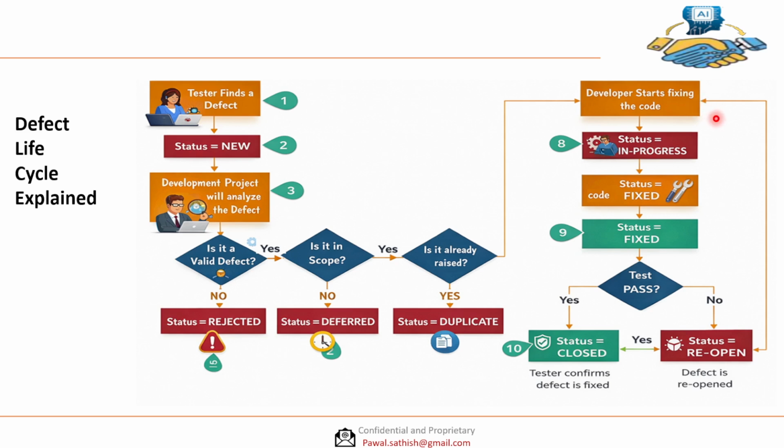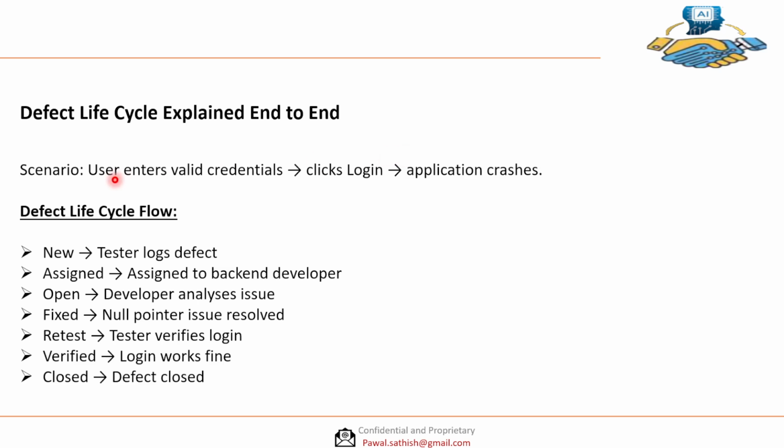So these are all the stages we have covered in the defect life cycle, or bug life cycle. Here we'll give one example. Suppose we have a login feature, and the user enters a valid username and valid password and clicks on login. The application crashes. So we raise the defect: the tester logs it and it is assigned to the backend developer.